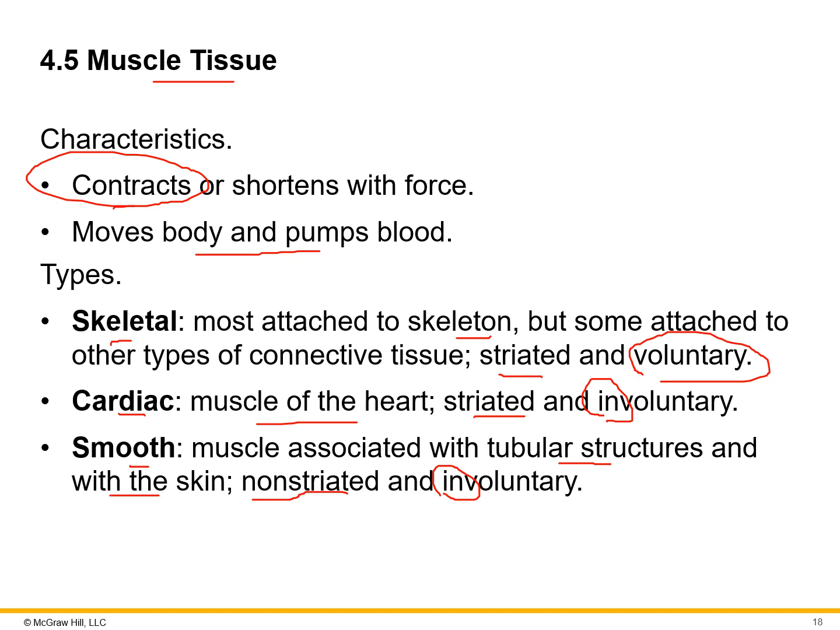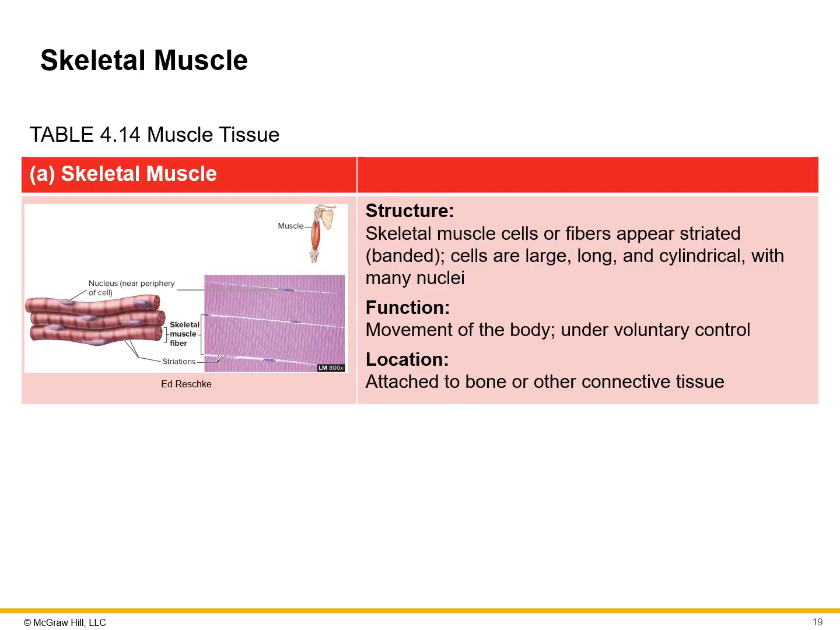So our skeletal muscle, again, these striations, the lines that we see here in the cartoon drawing, these red lines, those are the striations we're referring to. So again, these muscle cells or fibers appear banded. We have actin and myosin in here, and this allows that movement of the body and that controlled, voluntary control and movement.